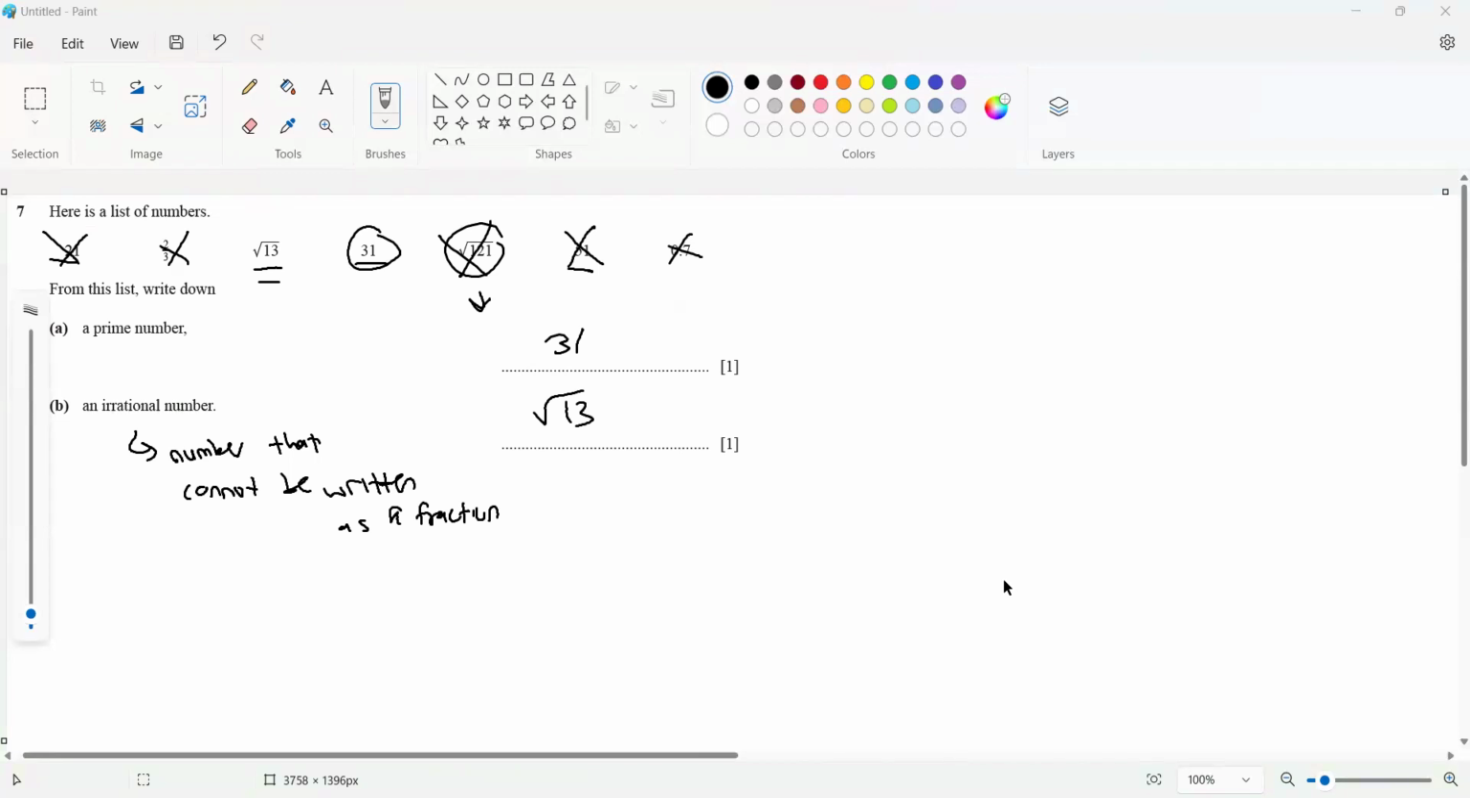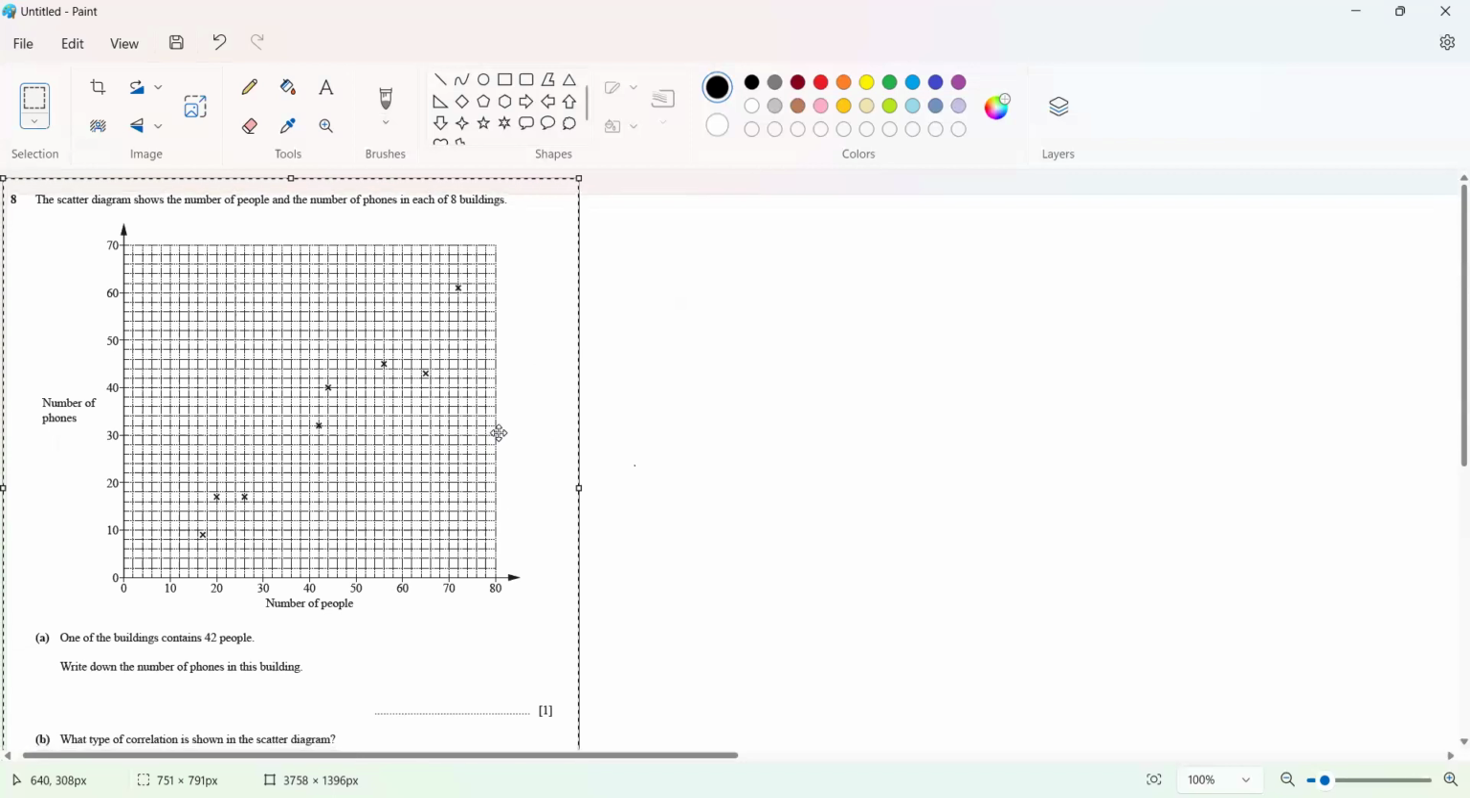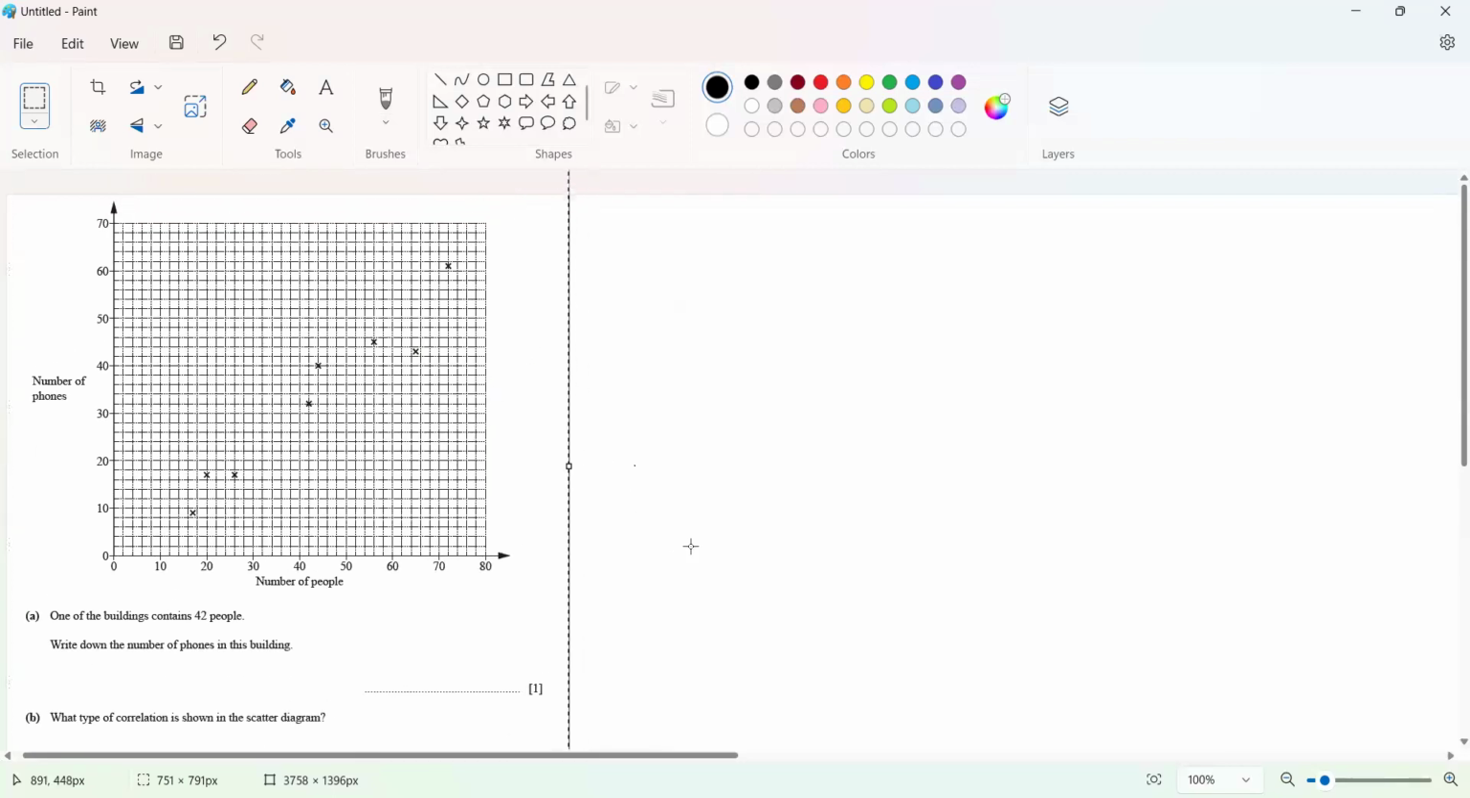So moving on to number 8. We have a correlation type question as they provided a scatter diagram. From the scatter diagram, we have number of people and number of phones in each building. One of the buildings contains 42 people. Write down the number of phones in this building. So from here, we can see it's a point on this line here. Sorry, it's not a curve, so I drew it wrongly. So this is 42, and the corresponding y coordinate is 32. So the answer for the first one is 32.